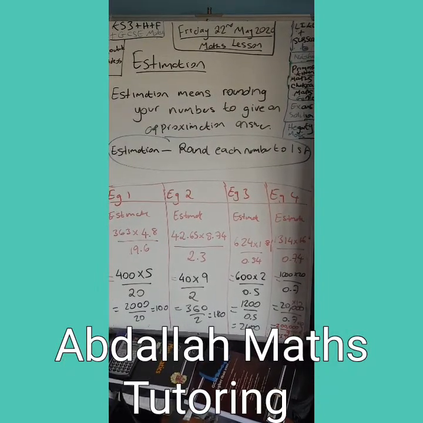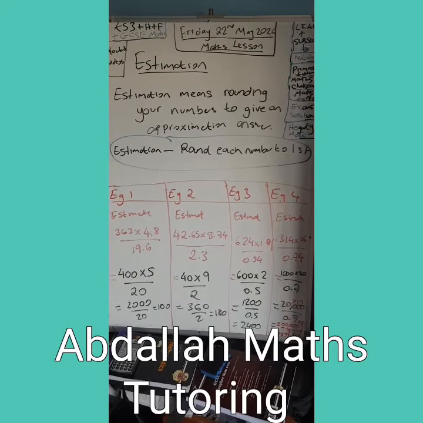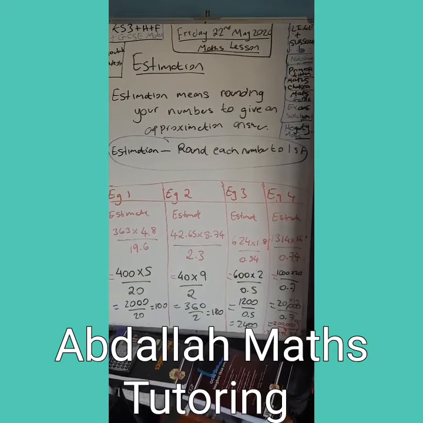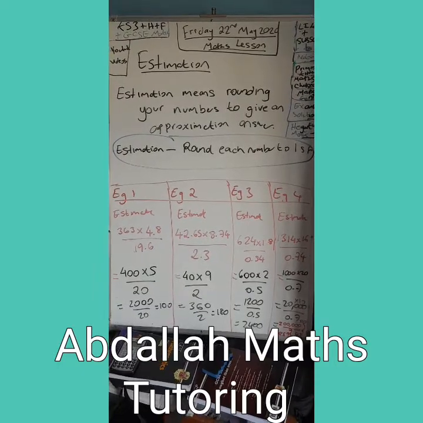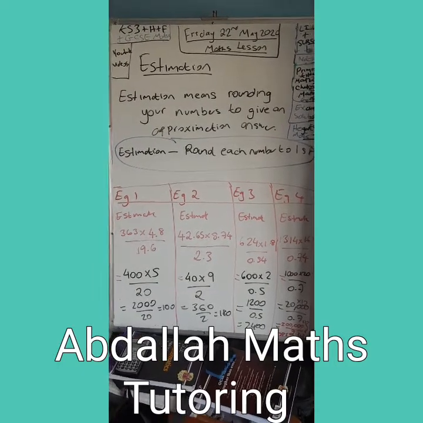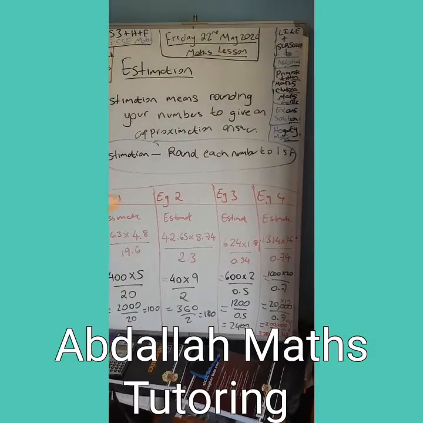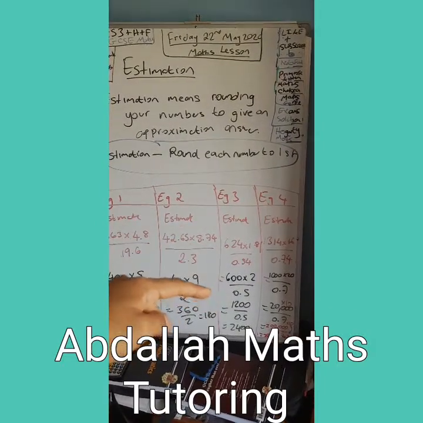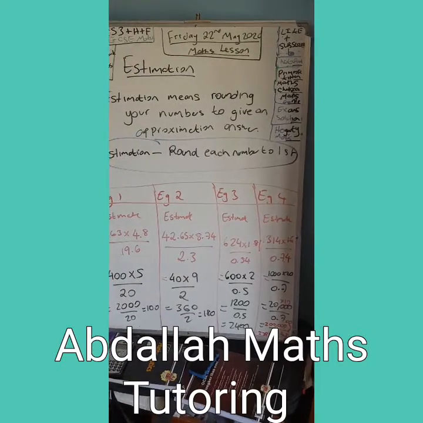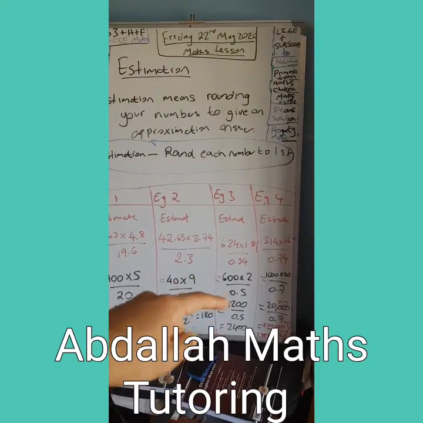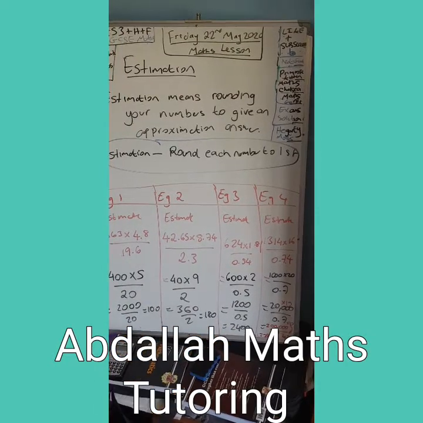Right, guys, example 3. Estimate 624 times 1.8 divided by 0.54. Rounding each number to one significant figure, it'll be 600 times 2 divided by 0.5. 600 times 2 is 1,200 divided by 0.5. This is what I'll call dividing by decimals. So the answer would be 2,400.